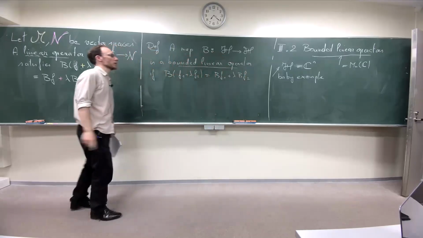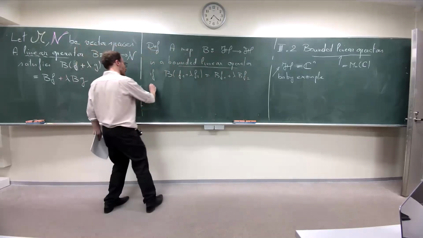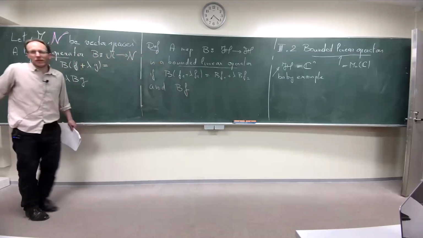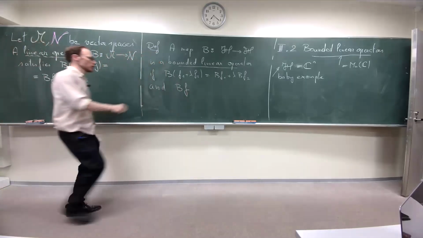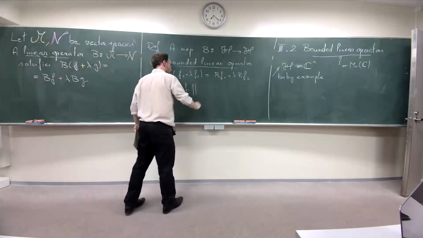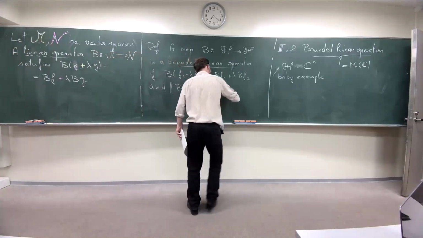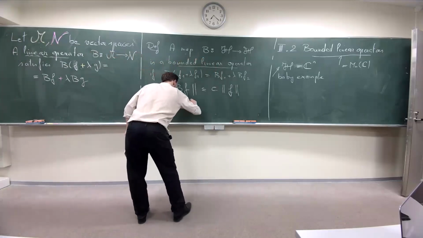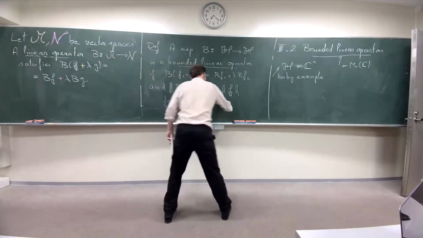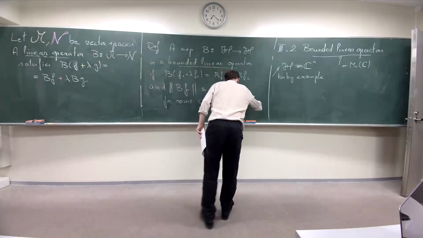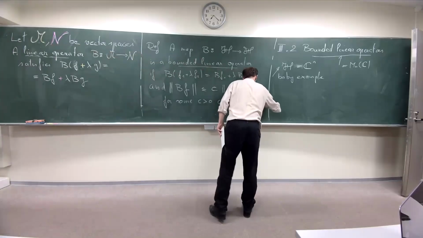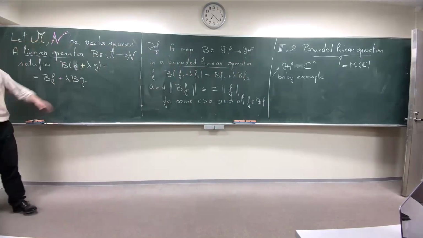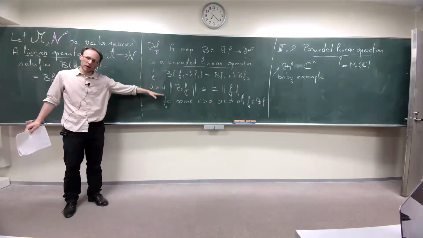And what does bounded mean? Bf is an element of the Hilbert space, so I can take its norm. The norm of Bf is smaller or equal to C times the norm of f for some C bigger than 0 and all f in H. This is a bounded linear operator, nothing very special. Linearity, boundedness.